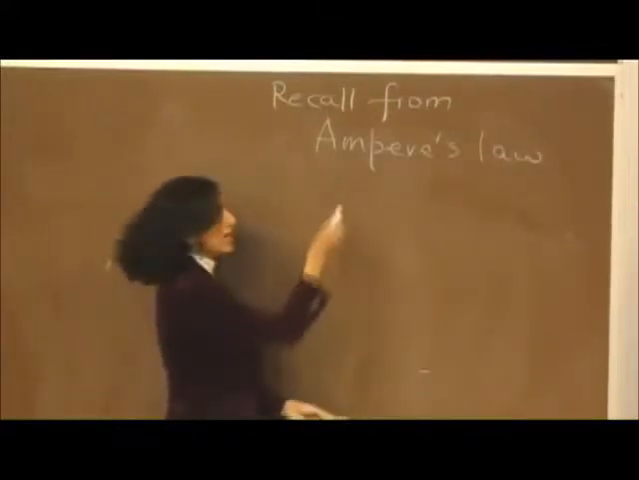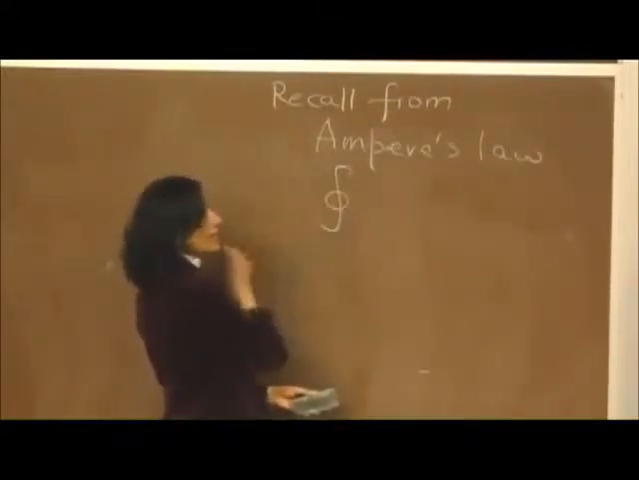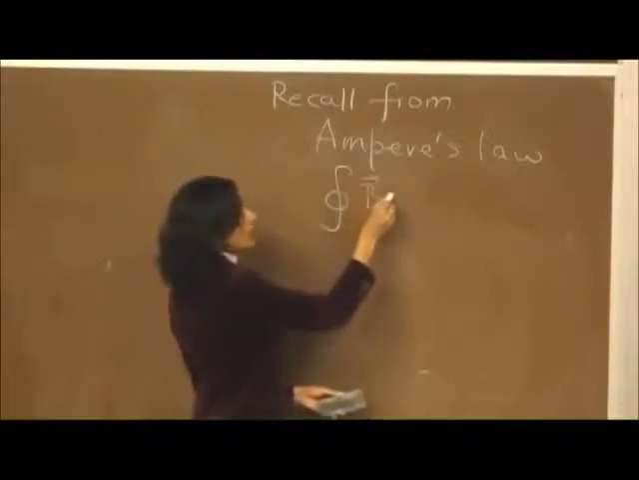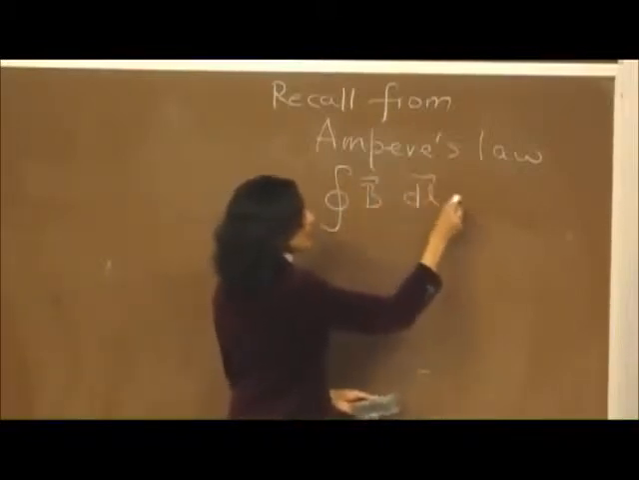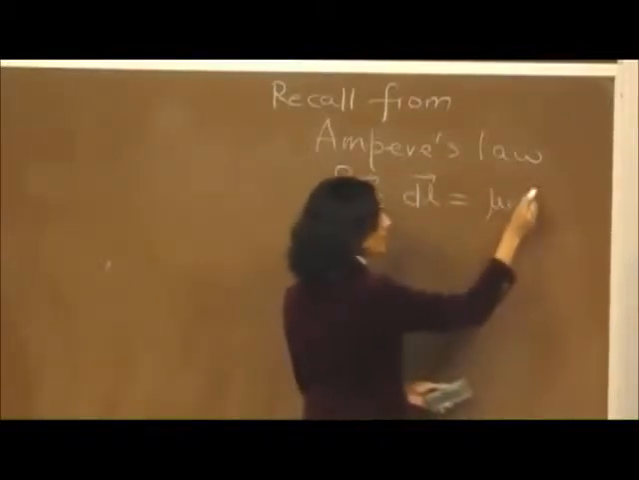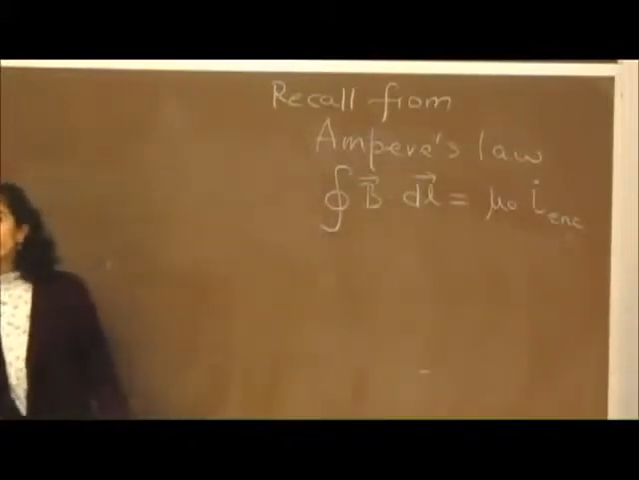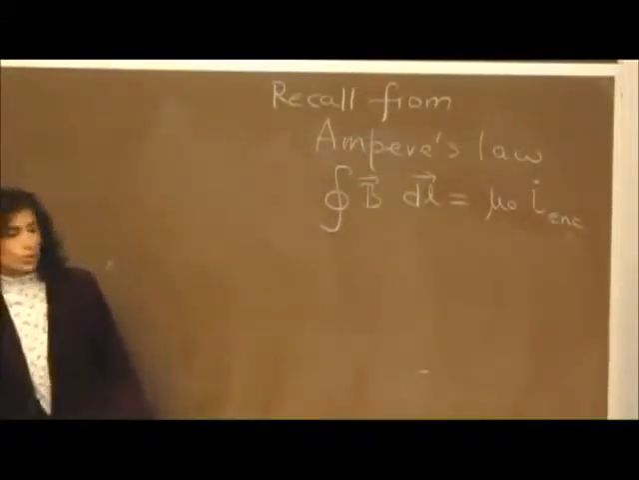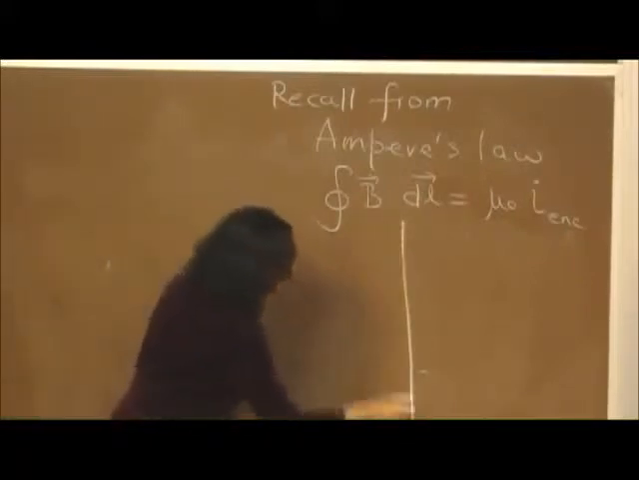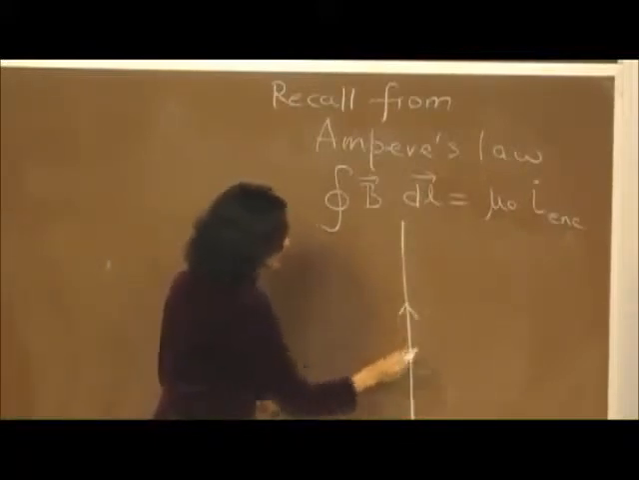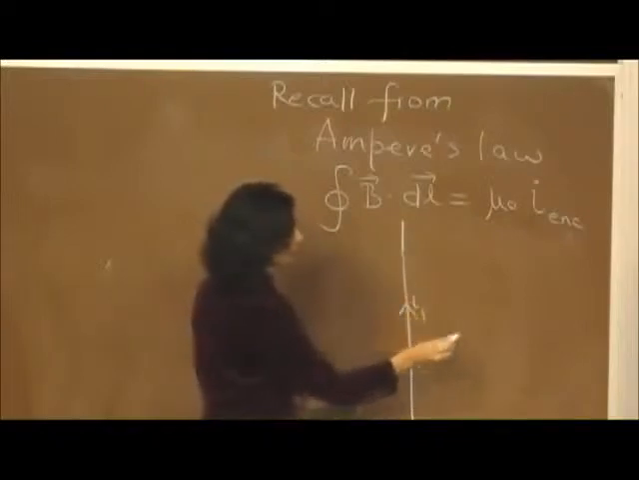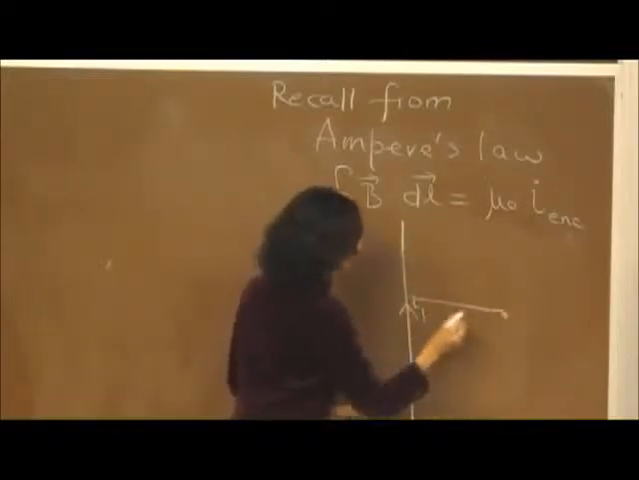and what was Ampere's law? Ampere's law was this: the integral over any closed loop of B dot dl is equal to mu 0, a constant, times the current that is enclosed in the loop. I enclosed is the current enclosed. Using this, what did we say was the magnetic field produced by this current, let's say I1, at a distance r away?